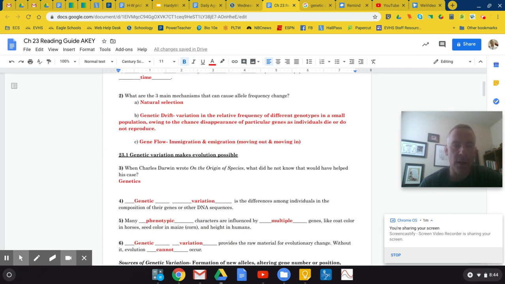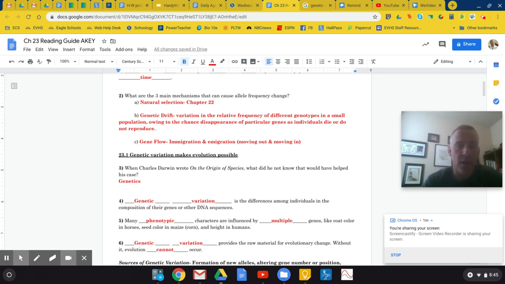As we go down to number 2, the 3 main mechanisms that can cause these allele frequency changes from generation to generation. Well, we've already spoken natural selection. So if we're thinking in terms of chapter 22, yeah, there you go. Darwin and natural selection, the survival of the fittest or descent with modification over time. But as we look at B and C, there's some other mechanisms that can cause this change.